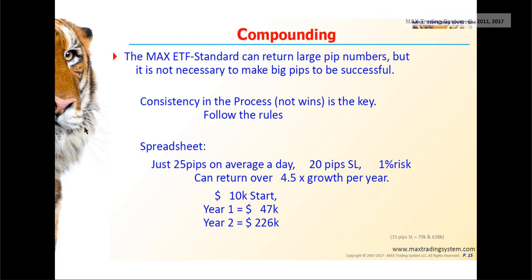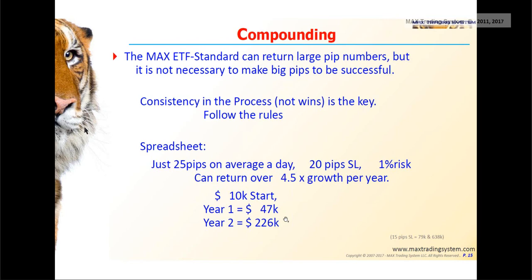Okay, but just 25 pips a day with a 20 pip stop using 1% risk on your account will grow the account by 4.5 times that year. Doesn't sound like much, but if you then plow that back into the next year, it's 47,000. And if you do it for the next year, it's 220K. And if you look down in the bottom corner here, just as a reminder to me, if your stop loss was 15 pips instead, then this would be $79,000, not 47. So it doubles this amount pretty much, and it triples this amount almost.